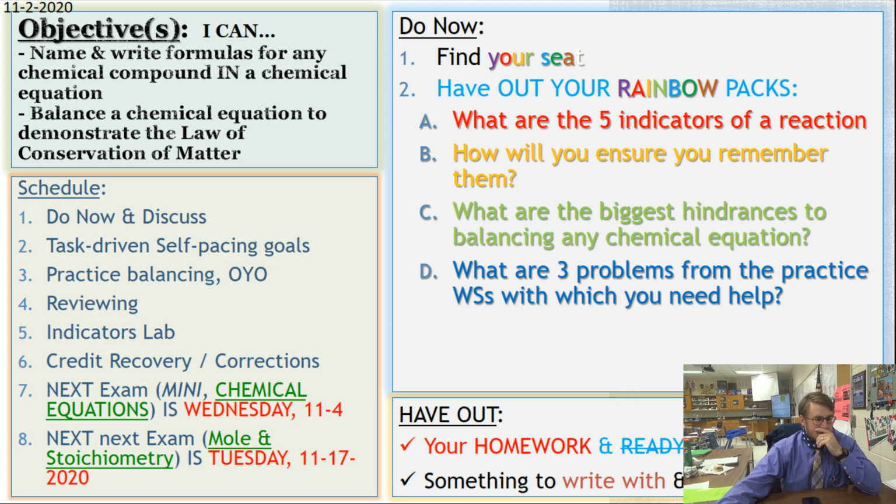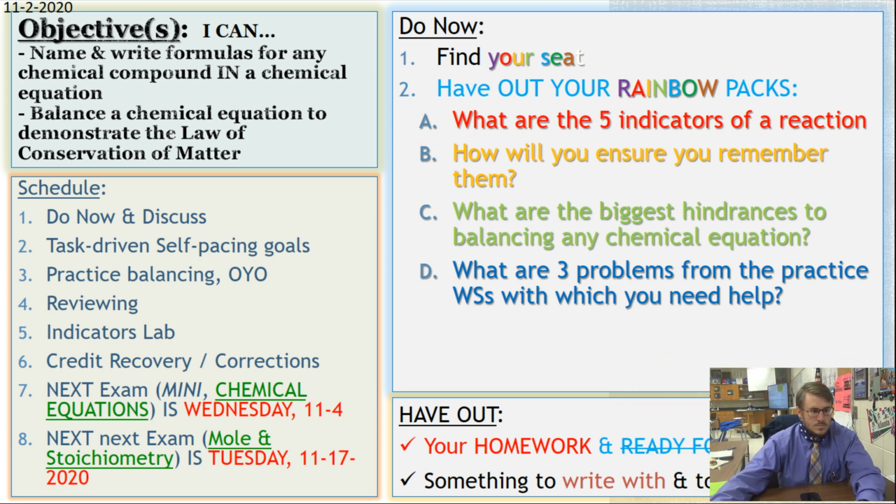This was yesterday's do now. We had the 5 indicators of reaction. How will you ensure you remember those? Because that's obviously going to be super important. What are the biggest hindrances to balancing any chemical equations? We looked at a few of those.